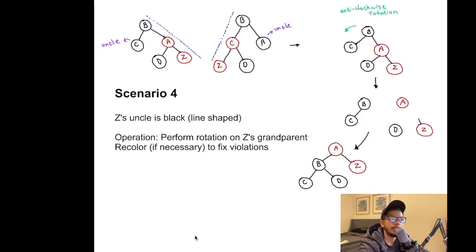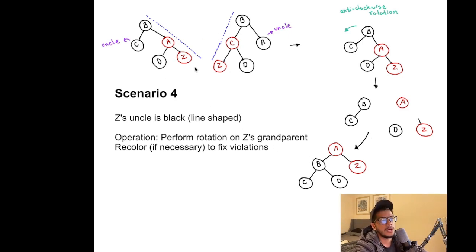Right, let's look at the final scenario. In this kind of scenario, when we try to insert the element Z, we find out that the uncle of node Z is colored black. But not only that, the arc shape of the red black tree is line shaped. That's not the same as the arrow shape that we saw in scenario 3. In this situation, we will perform a rotation on Z's grandparent. So let's look at the examples and the sequences of operations that we perform.